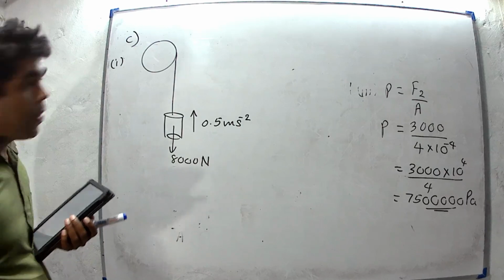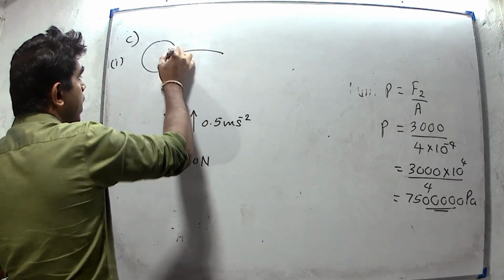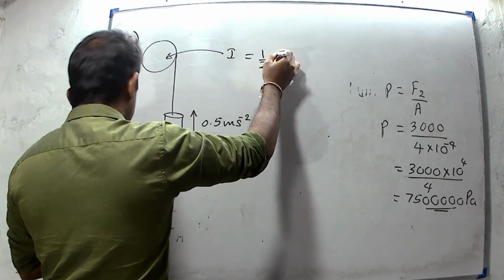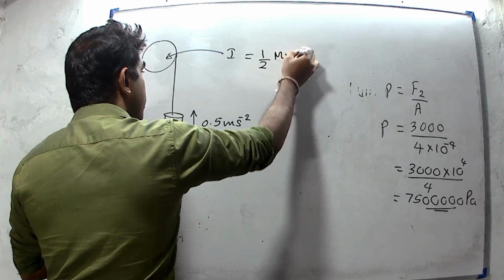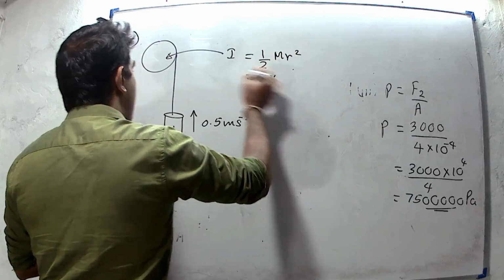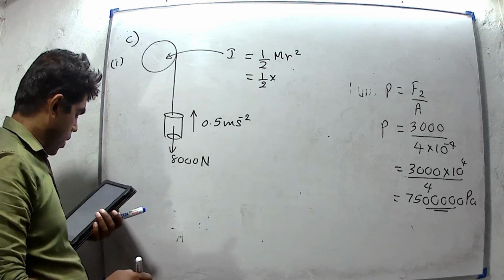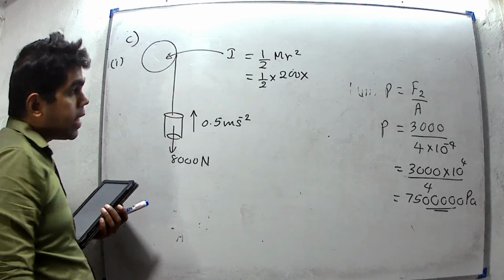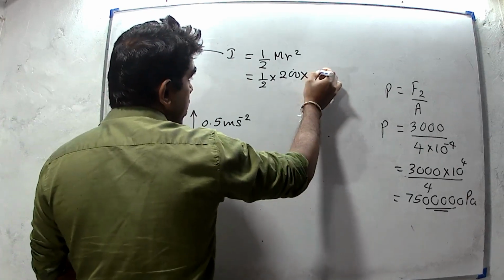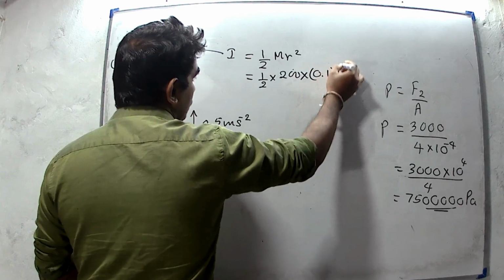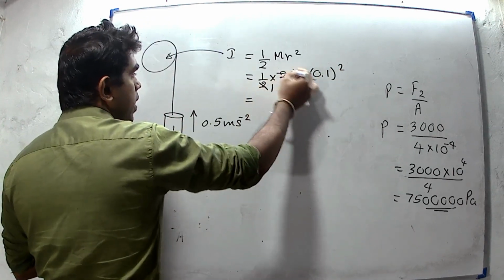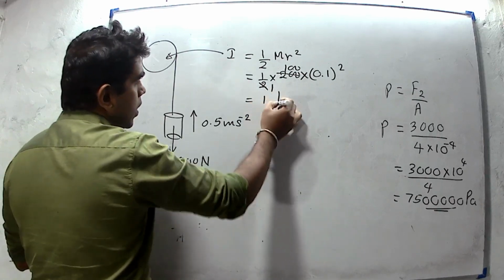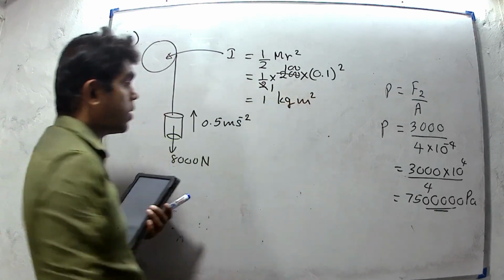And we can find the moment of inertia of the pulley. They have given the equation, moment of inertia equals half m r squared. Half, mass of pulley 200 kilograms, radius 10 centimeters, we have to convert it to meters, 0.1 meters squared. We can simplify it. 100 into 0.01, 1 kilogram square meter.